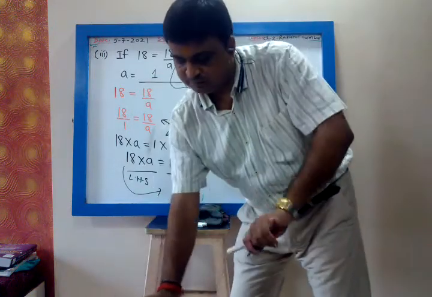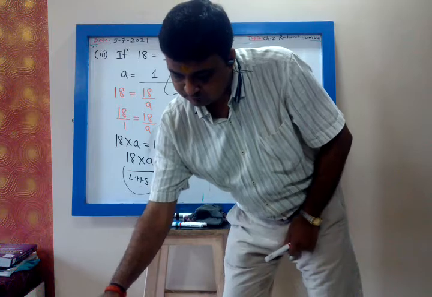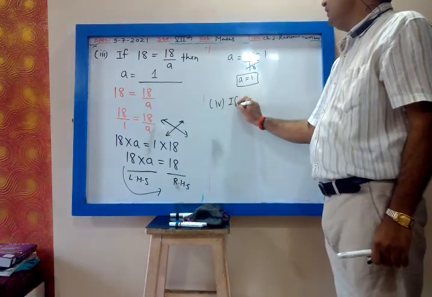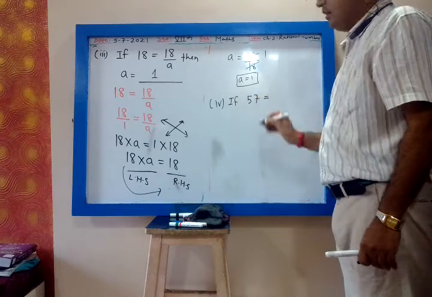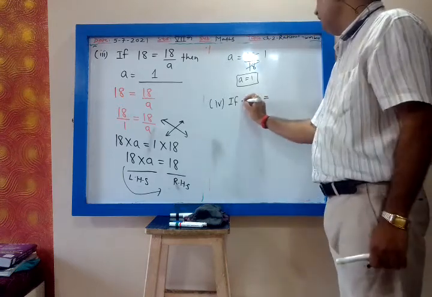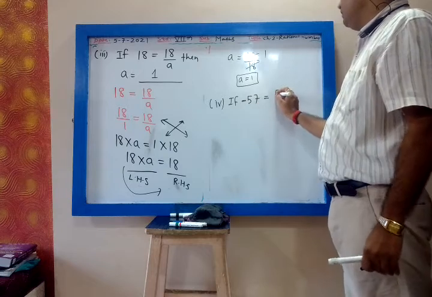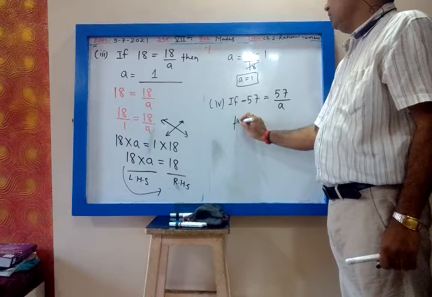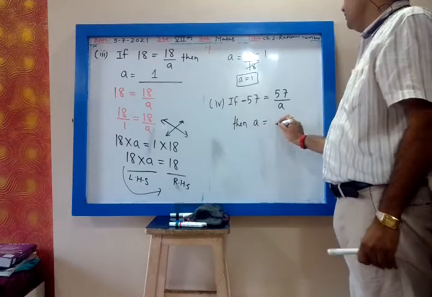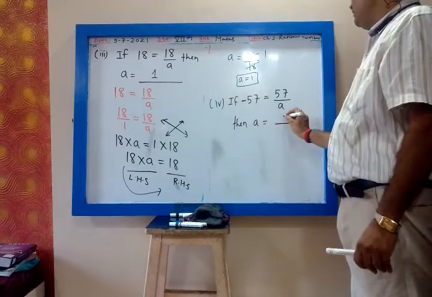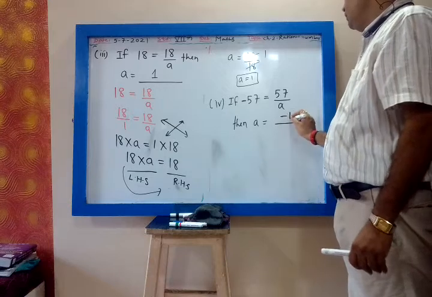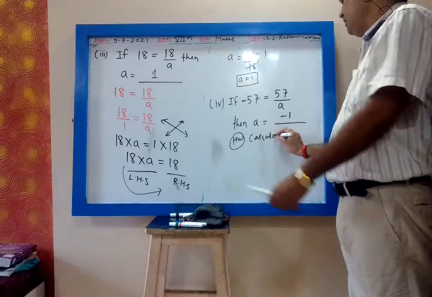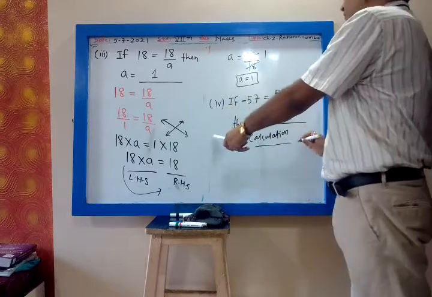And the last part, the fourth one, I am giving as homework. If minus 57 is equal to 57 upon a, then a is equal to minus 1. You show this calculation. Homework will be the calculation part. How I have done the calculation, in the same way you calculate.